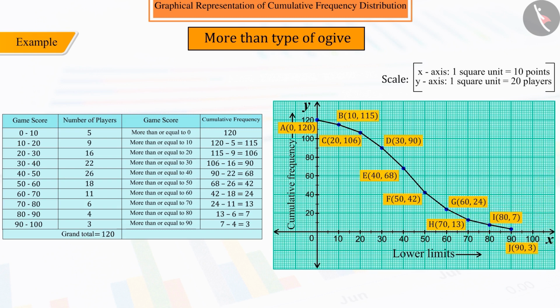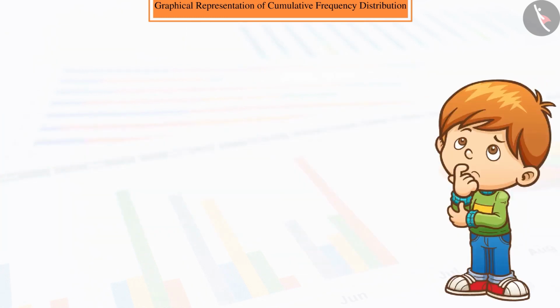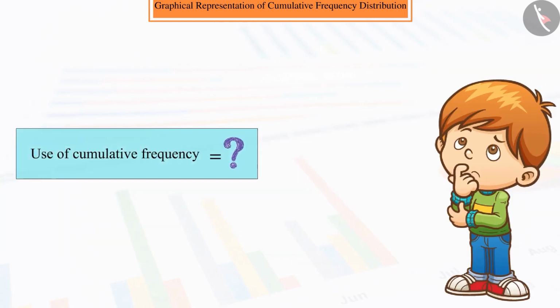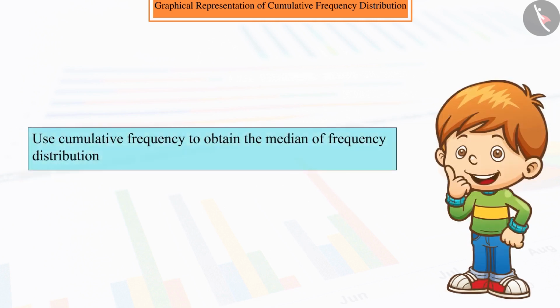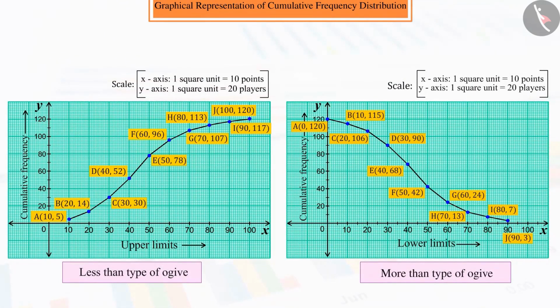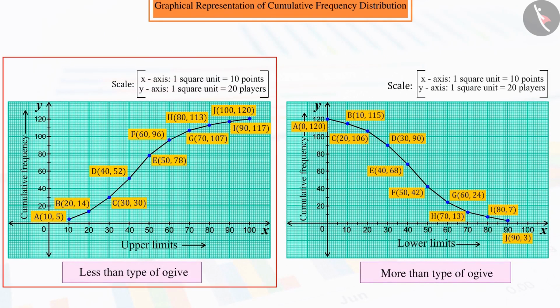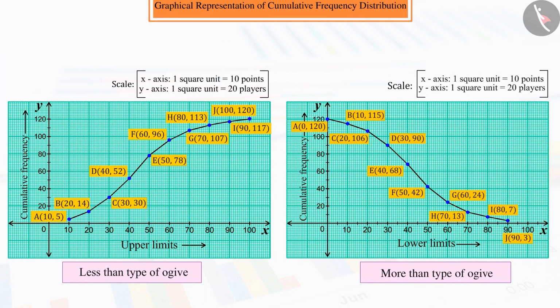If you look at this graph carefully, you will notice that we have got a curve here, which we call the cumulative frequency curve, or ogive, of more than type. Can you guess what we use cumulative frequency for? Well done! We use cumulative frequency to obtain the median of a frequency distribution. Now look at the graph once more and guess whether you can find the median of both the ogives, that is, less than type and more than type.